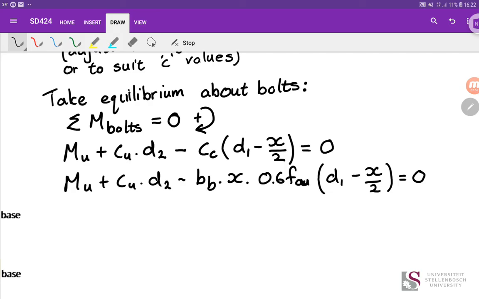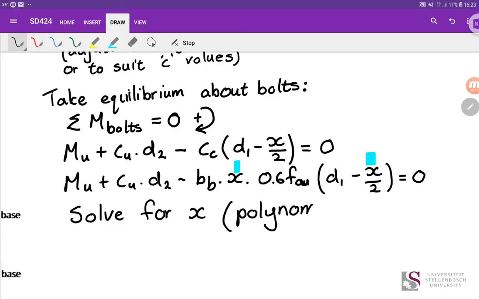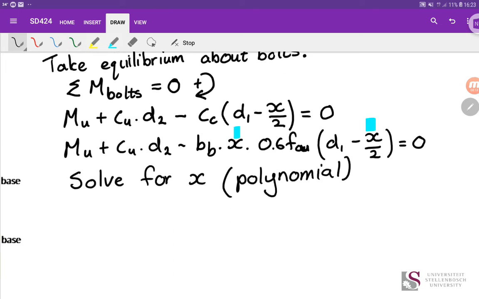At this point in time, we do have two terms. X does appear in this equation twice. So we end up with a polynomial, and so we would have to solve for x. Solving our polynomial, we did have a look in the previous video for the pinned base plates how to do that. But once you have x, you now know what the compressive force is. Now determine TB, determine the force in the bolts.